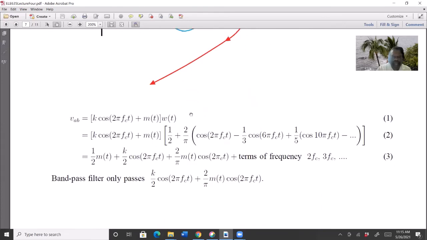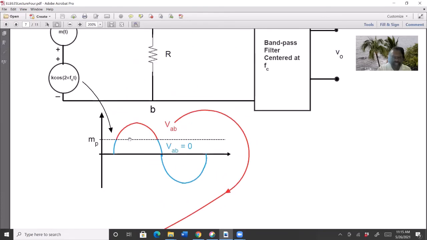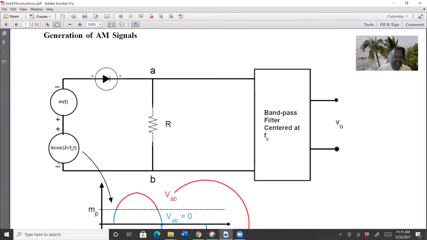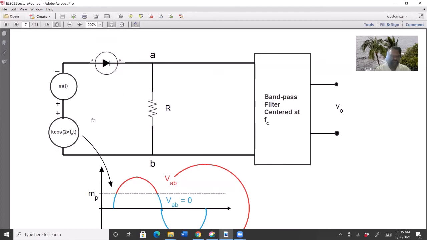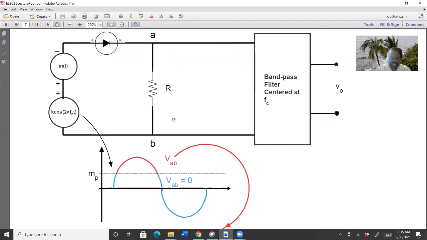So when the diode conducts during this part, and from here to here, the diode will not conduct, because for the diode to conduct, this has to exceed this. So basically, this circuit has the effect of switching this on and off.